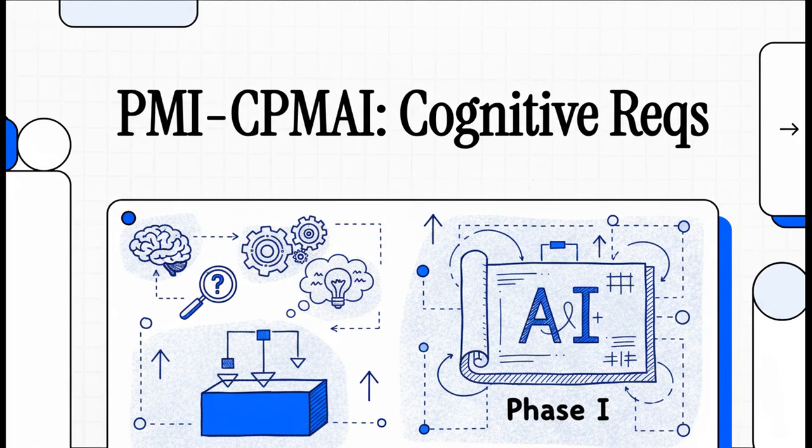So you're prepping for the CPMAI exam. And let me tell you, there is one specific area that can literally make or break your entire AI project before a single line of code is even written. Today, we're going to do a deep dive into that critical foundation in Phase 1. We're talking about cognitive project requirements.